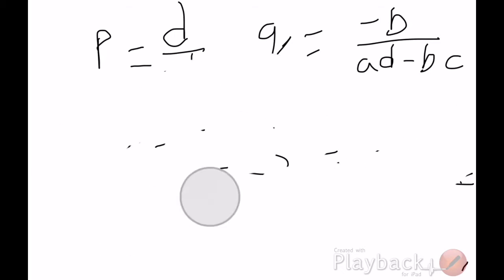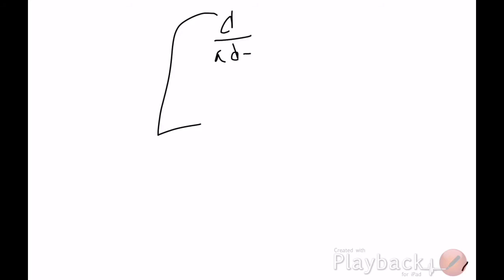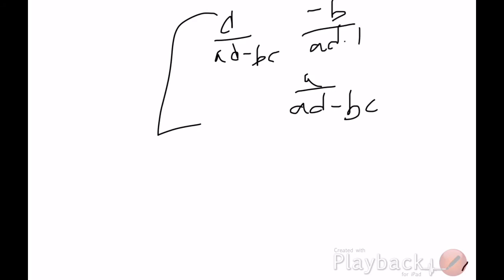How? You know how? We have D over AD minus BC, negative B over AD minus BC, negative C over AD minus BC, and A over AD minus BC.